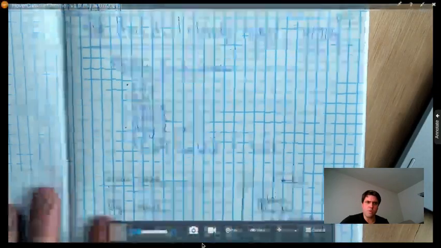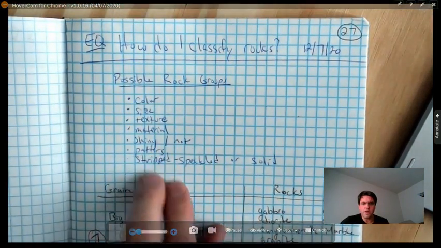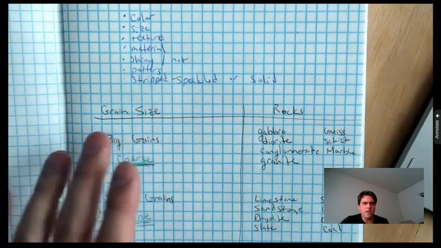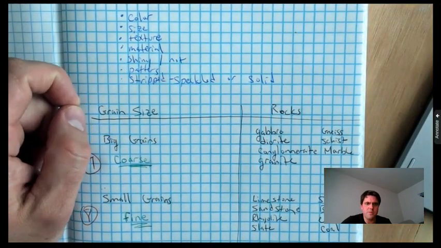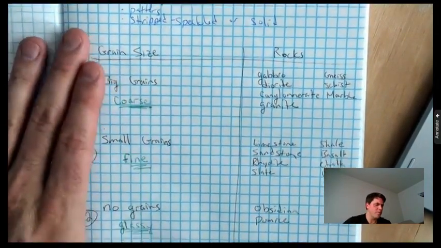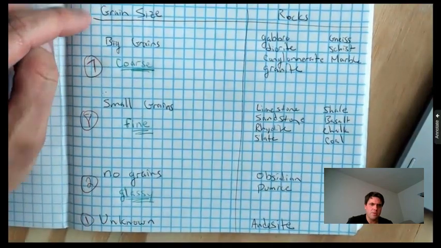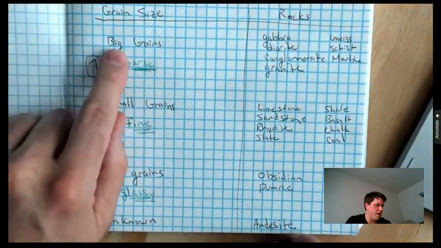So we're going to start with our work from yesterday, looking at the possible rock groups, all those different options. We started looking at things that combine texture and shininess and patterns and some of those sorts of things. And we looked at grain size. So this is going to be something you'll definitely want in your notes. There's three main grain sizes and kind of a fourth unknown category.